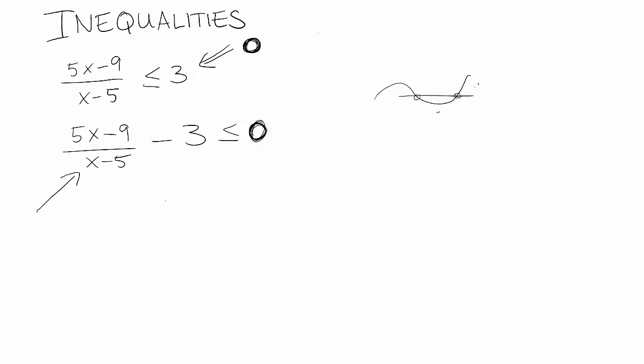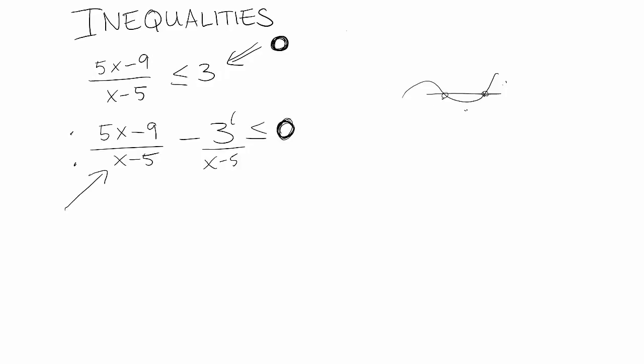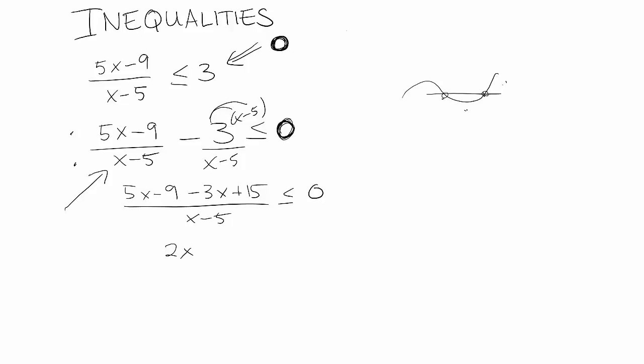So when we find our critical points to test our regions, we want to consider both the numerator and the denominator. But before that, we need a common denominator. So that gives us 5x minus 9 minus 3x, multiply it out, plus 15, all over x minus 5. So we combine that, 5 minus 3 is 2x. Negative 9 plus 15 is going to be plus 6, all over x minus 5.